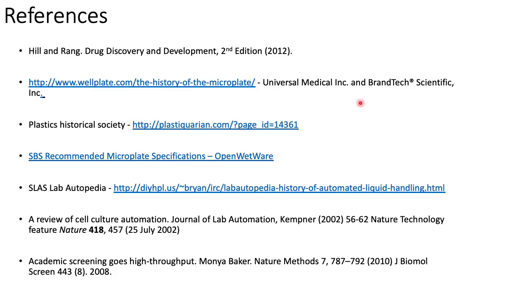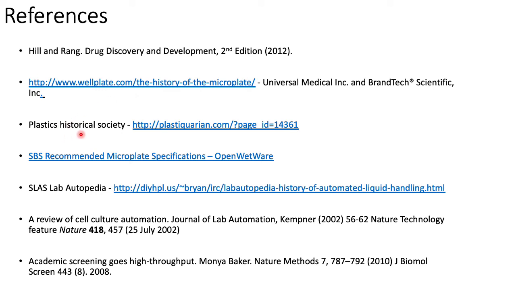And finally, some further reading to take a look at. These are some references. The first reference is this book from Hill and Rang, Drug Discovery and Development, second edition. This is available as an ebook in the library, so please have a look at this. There are a couple of chapters there looking at high throughput screening. This is a resource looking at the history of the microplates. If you're interested to read up about the history of the microplates, have a look at this link.